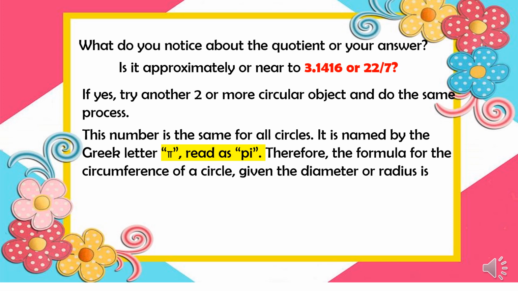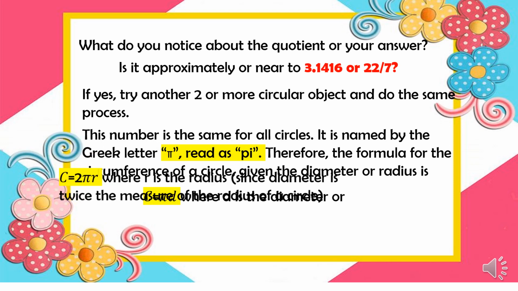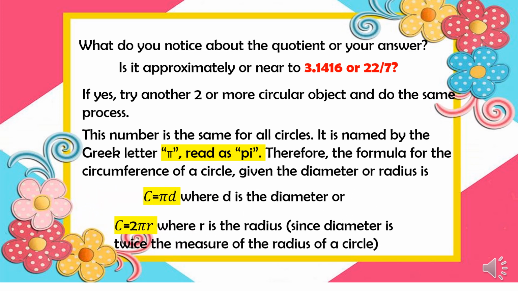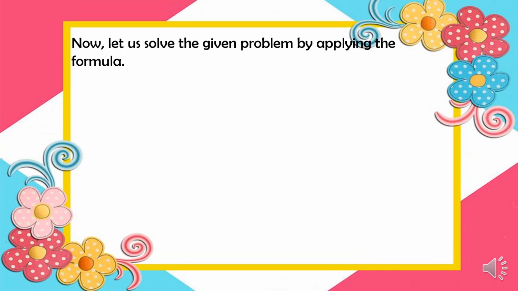Therefore, the formula for the circumference of a circle given the diameter or radius is C = πd, where d is the diameter, or C = 2πr, where r is the radius, since the diameter is twice the measure of the radius of a circle. Now let us solve the given problem by applying the formula.